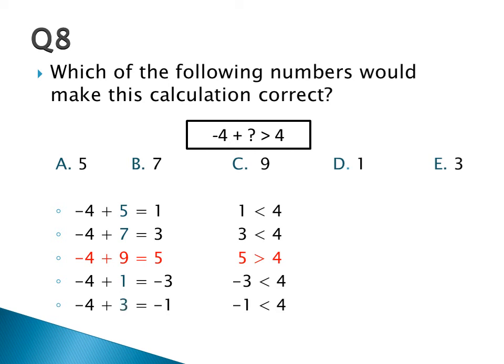This is incorrect. And for the last option given, -4 plus 3. The negative 4 is the bigger number. So 4 take away 3 is 1. So the answer is -1. -1 is less than 4. So the correct answer is C.